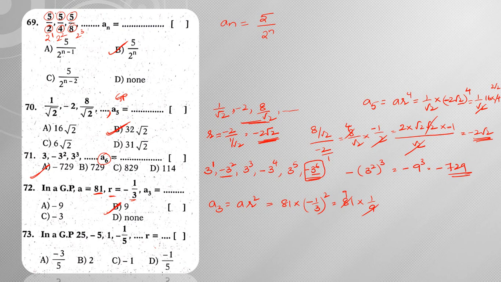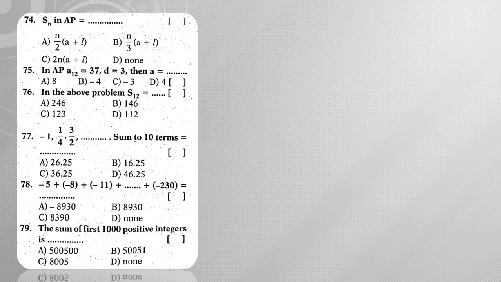Next, in a GP, 25, minus 5, 1, minus 1 by 5, and so on. Then what is the value of R? So simply I can write it as second term by first term, which is nothing but minus 1 by 5. Hence option D will be my answer here. Next, moving on to question number 74.